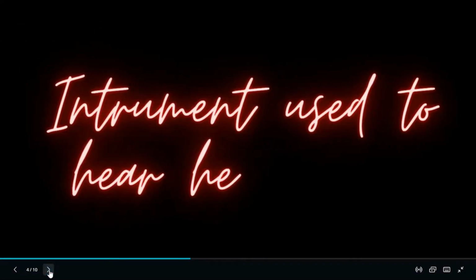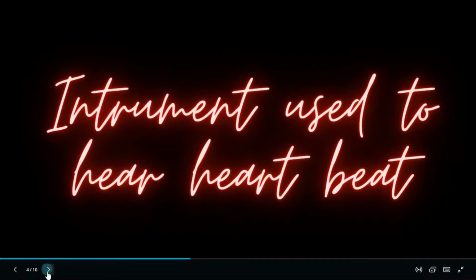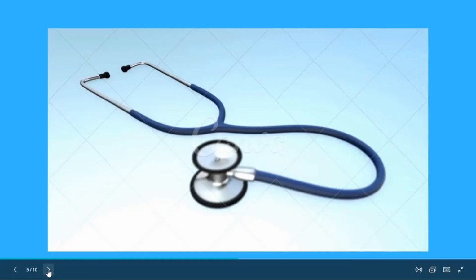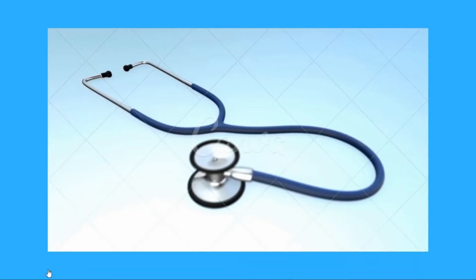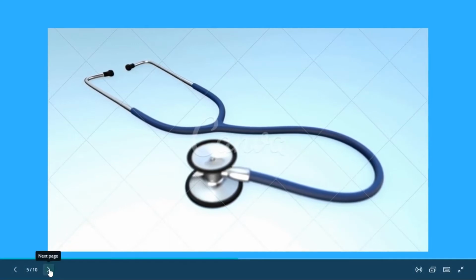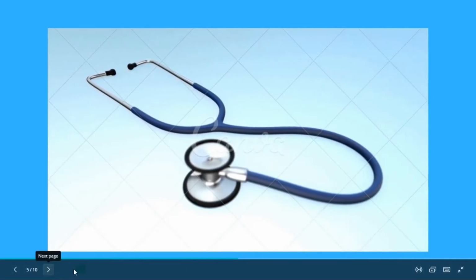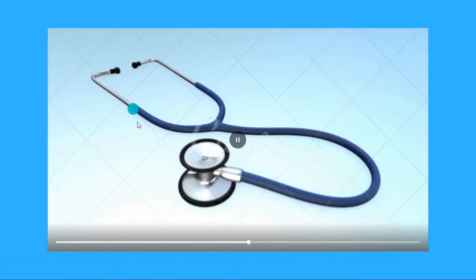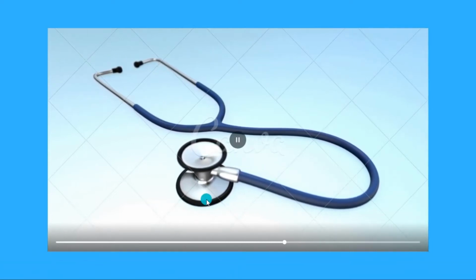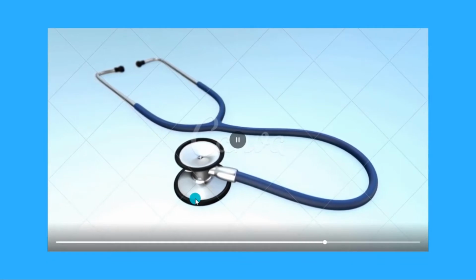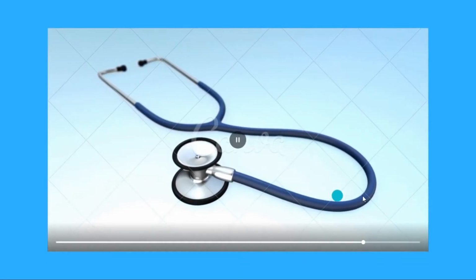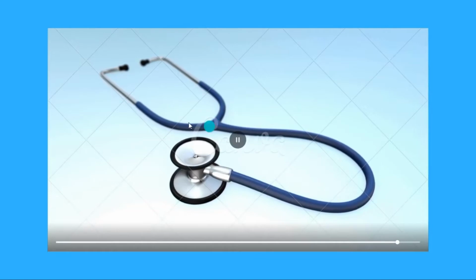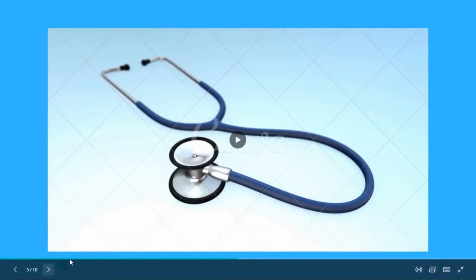Now, what instrument is used to measure the heartbeat? It is the stethoscope which is used to measure the heartbeat. It consists of a chest piece and the earpiece. We place the chest piece on the chest, and the sound of the heartbeat passes to the tube and reaches the earpiece.